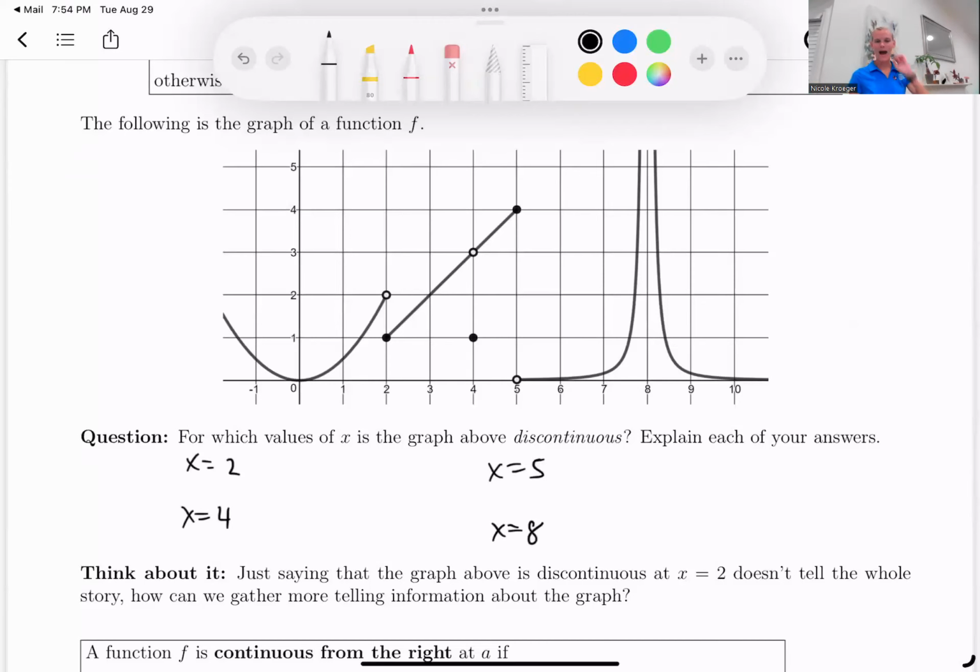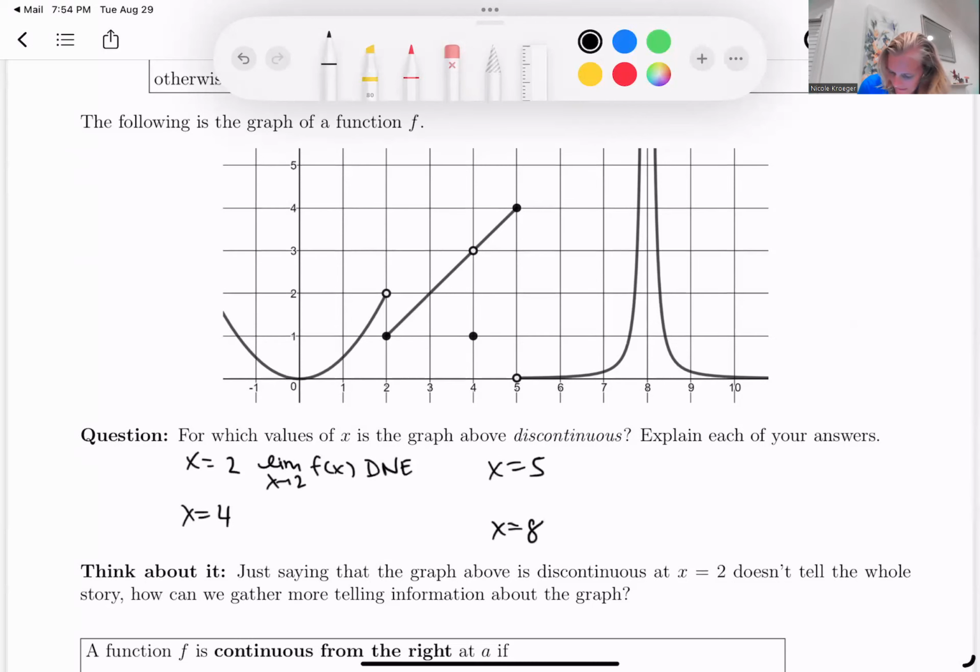And let's think about why that's the case in each of these. The limit as x approaches 2 of our function does not exist. Since that limit does not exist, it cannot be equal to the value of the function. Okay, the same is true at x equals 5. That limit does not exist.